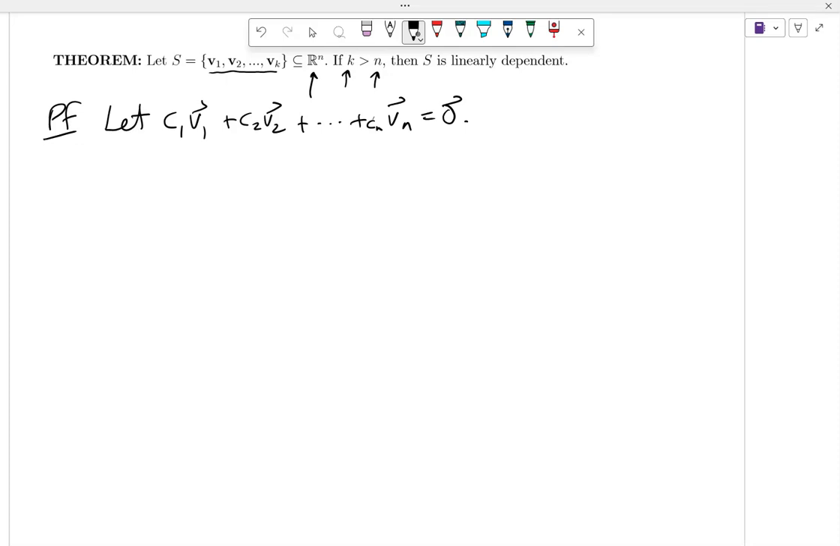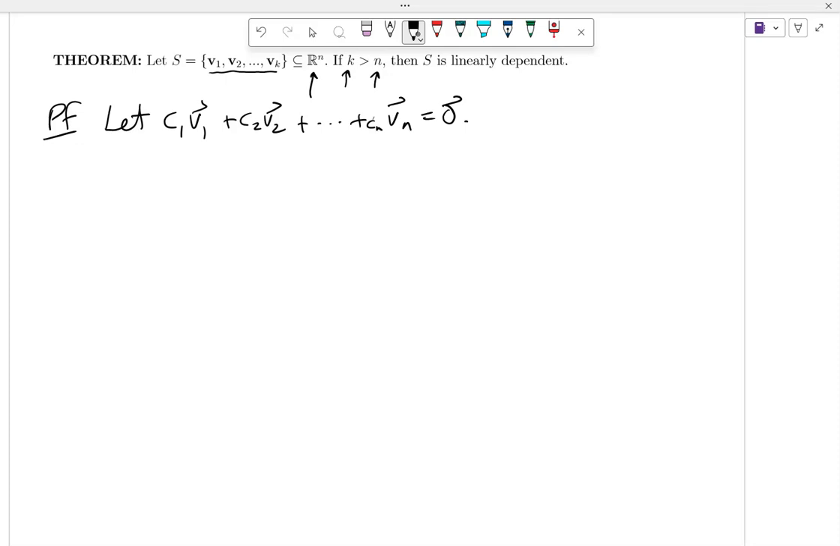If it's going to be linearly dependent, then what do we need to argue? What has to be true about these constants if it's going to be linearly dependent? At least one is non-zero. We need to find a case in which at least one is not equal to zero, right?